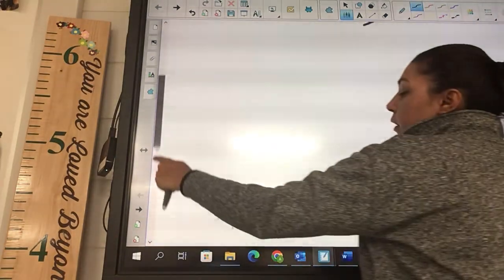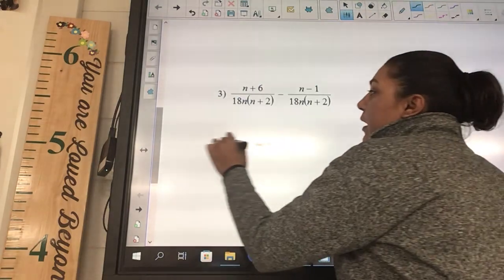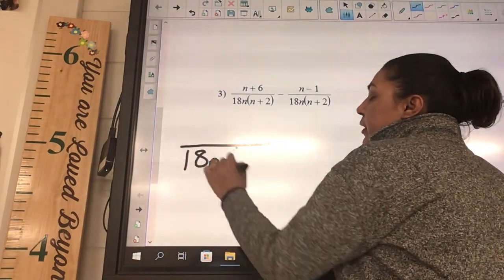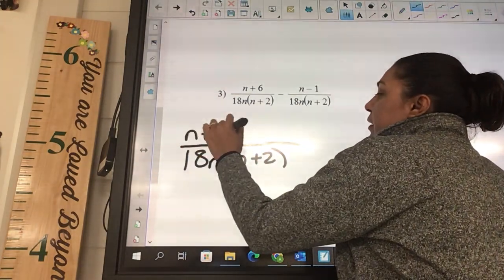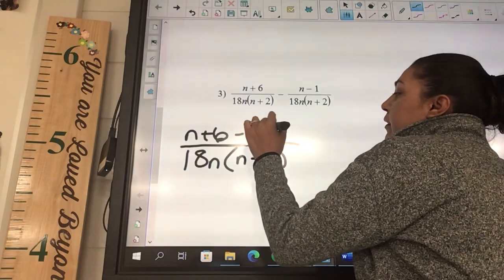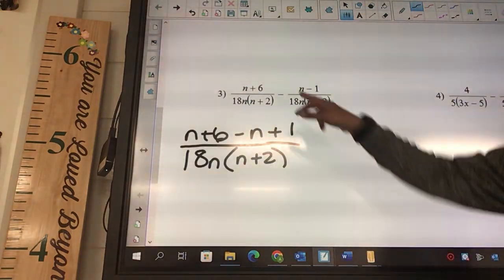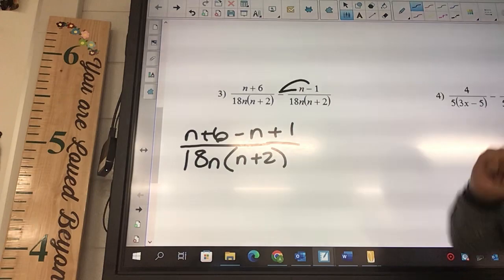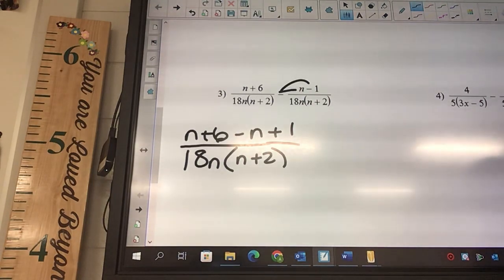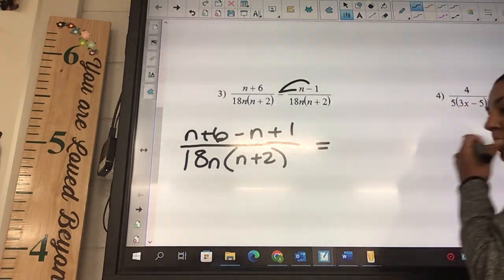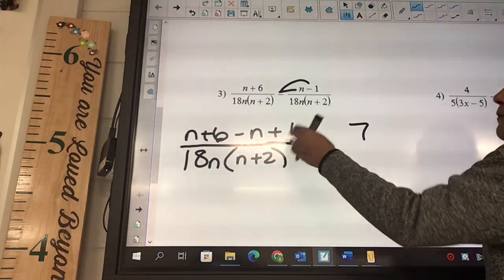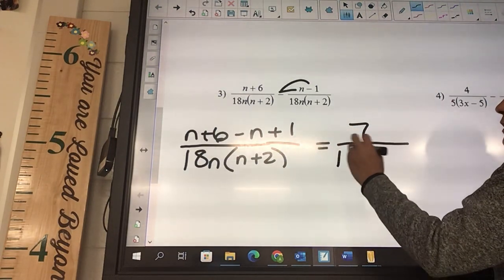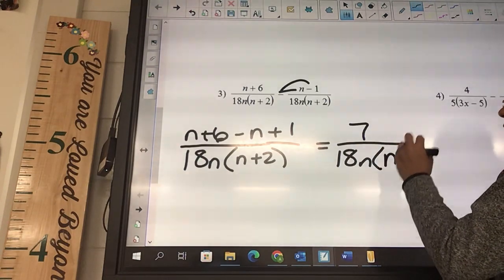Okay, look at number 3. Okay, our bottoms are perfectly the same, so I got 18n, parenthesis, n plus 2. And then I got n plus 6 minus n plus 1. Okay, we're going to put the minus on the first one, and then we change the second one. Okay, and then what am I going to get for the top? 7. What else? That's it, okay, because the n's again cancel. N minus n is 0n, which is nothing. So you're going to get 18n, n plus 2.